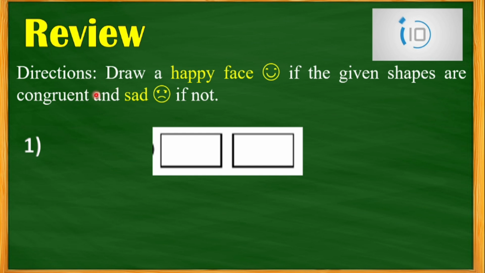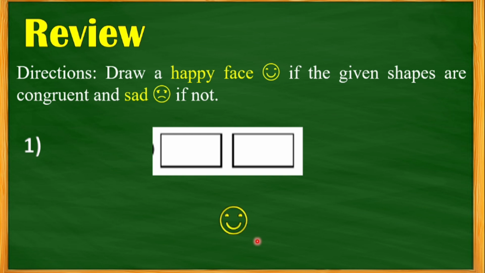The direction is you're going to draw a happy face if the given shapes are congruent and a sad face if not. You have 10 seconds to answer each of the questions. For number 1, we have rectangle and rectangle. You have 10 seconds to answer. Your timer starts now. Time's up. The correct answer for this one is happy face because the rectangles are the same shape and same size.